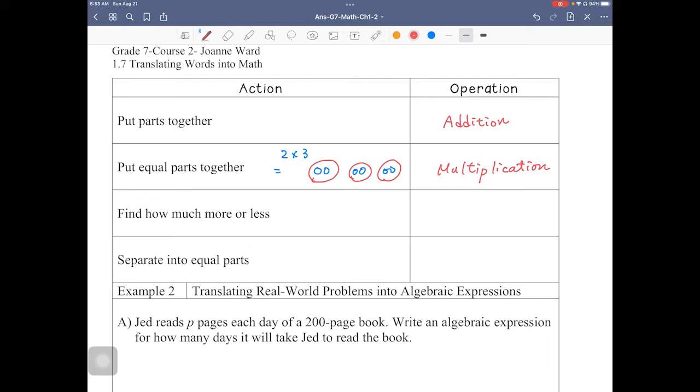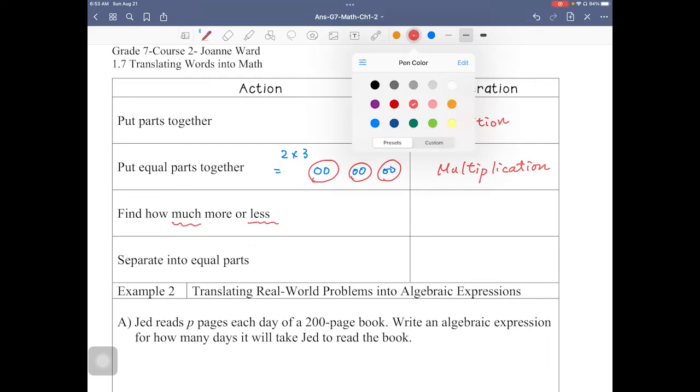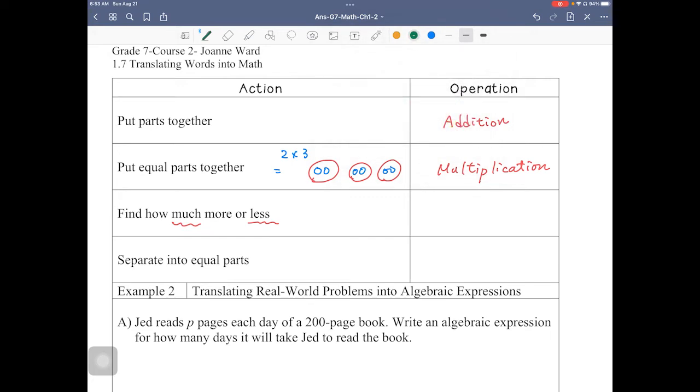So find how much more or less. How much more does A have than B? How much less does B have than A? So subtract. And how do we separate into equal parts? So now I have 1, 2, 3, 4, 5, 6. How can I divide it by 2? How can I separate it into 2 groups? So this is division.